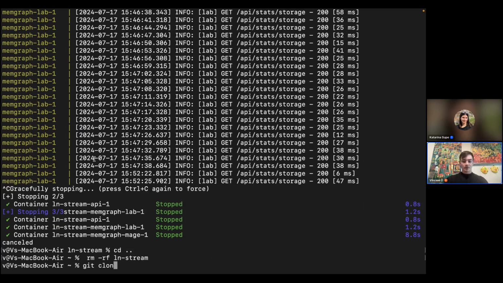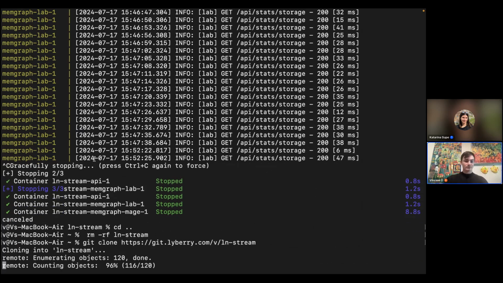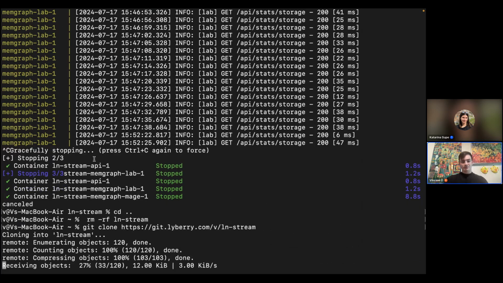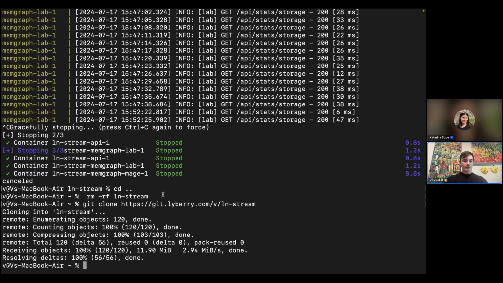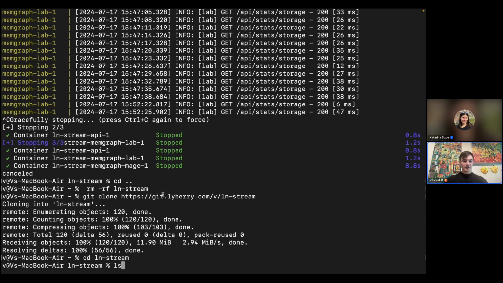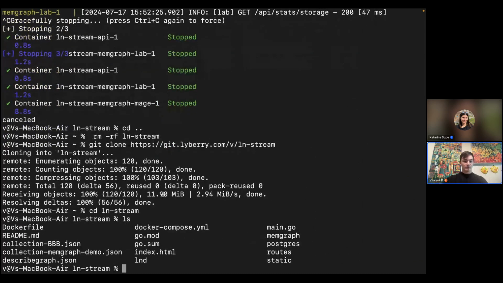So git clone that link, and it's copying the project along with the snapshot, which is probably the largest part of it. Change into that directory and let's just see what's here. So hopefully everybody can see that. There's the Docker file for the project itself, a collection of some queries that we'll be using, the graph snapshot, the compose file for orchestrating all of the different parts of this project, and then the Go code itself.